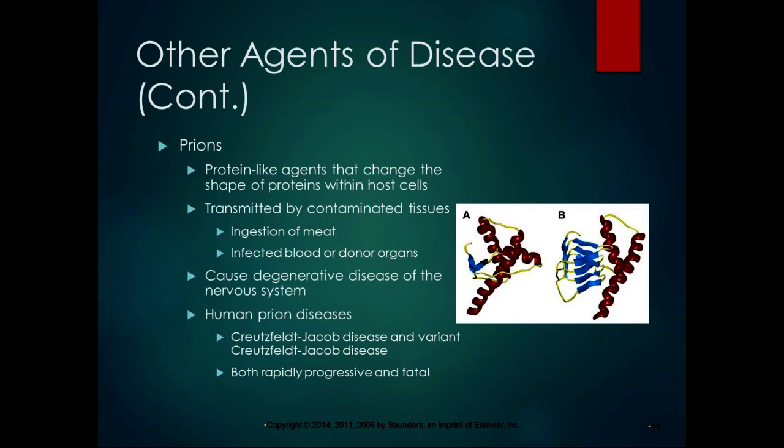So they cause degenerative disease of the nervous system. So human prion disease, Creutzfeldt-Jakob disease, and variant Creutzfeldt-Jakob disease, that's the official name of mad cow. They're both rapidly progressive and fatal. So if you get them, there's nothing to be done about it. So these are bad. These are bad boys.